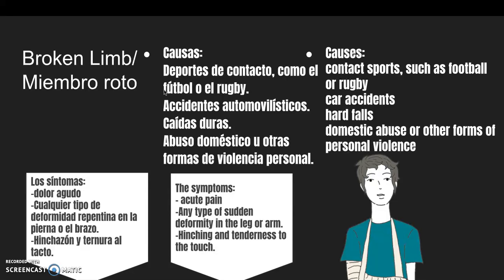That's a little depressing. The symptoms include acute pain, any type of sudden deformity in the leg or arm, and then pinching and tenderness to the touch. Usually, you can probably visibly tell or ask the person what happened, like if they heard a pop, if they heard something snap, etc. Kind of indicates it too.